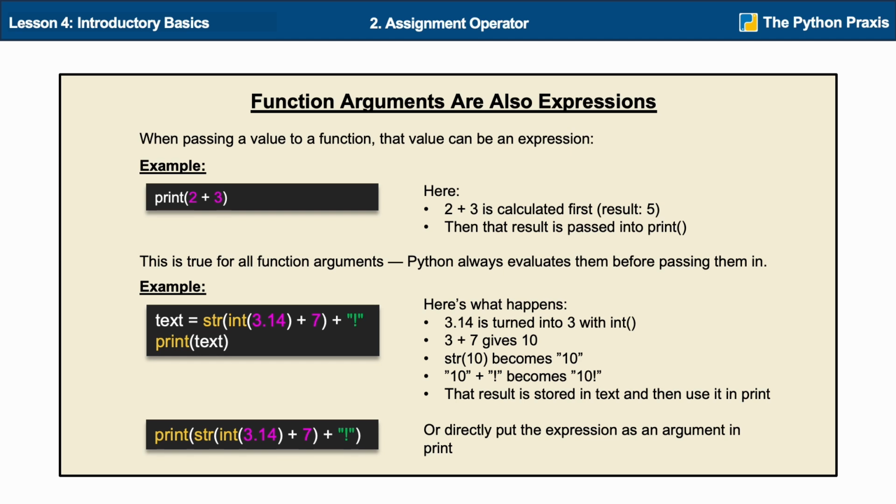Let's see a more complex example. text = str(int(3.14) + 7) + "!". Here's what happens. At first int(3.14) becomes 3, then 3 plus 7 becomes 10. After that, with str, 10 becomes "10" inside quotes, which means it is a text now and not a number anymore. Then an exclamation mark is added after 10. And finally that result is stored in variable text for use later on in the code. Boom. One line. 4 steps.